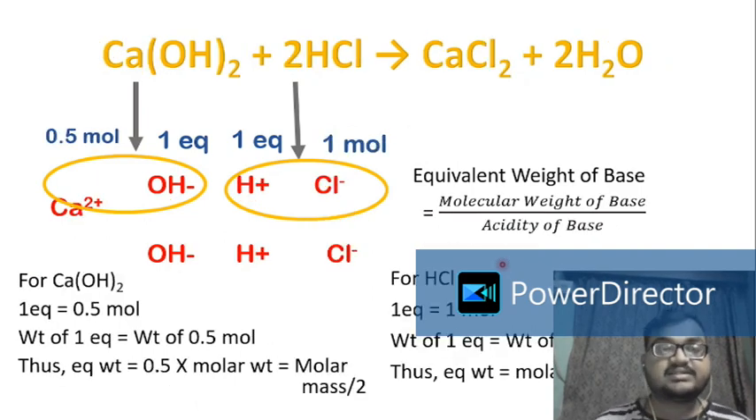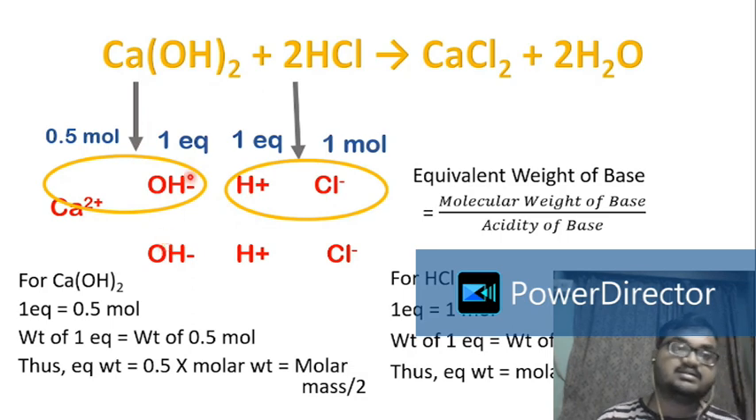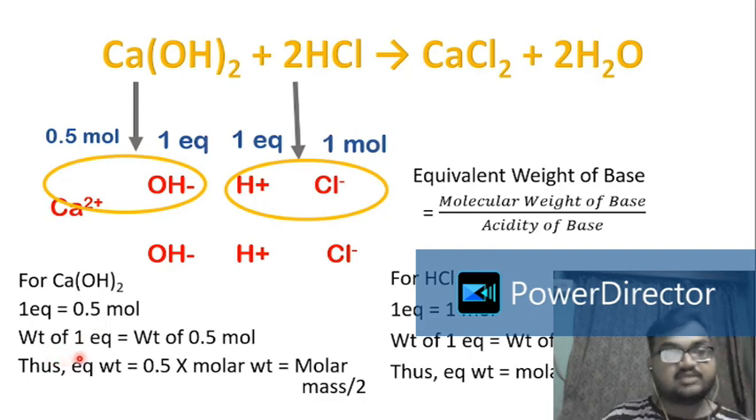And similarly, in case of a base, it is molecular weight of base by acidity of base. Acidity referring to the number of OH minus produced when the base is dissolved in water. So here we see Ca(OH)2. 1 mole will again give 2 reacting units. So if we hold 1 reacting unit as the equivalent, it will correspond to 0.5 mole. So again 1 equivalent is 0.5 mole, and weight of 1 equivalent is weight of 0.5 mole. So half of the molar weight, or the molar mass by 2.